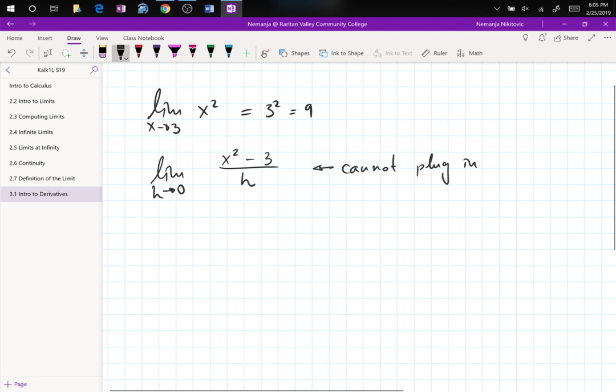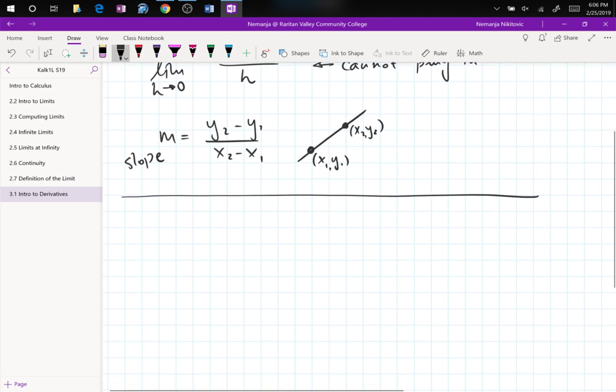So that's the first part. And now also remember that the formula for slope in algebra was y2 minus y1 over x2 minus x1 when you have 2 points, x1, y1, and x2, y2. So slope, m. These are the things we need. The rest we can figure out.